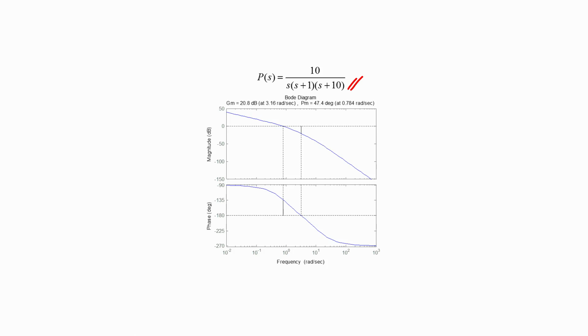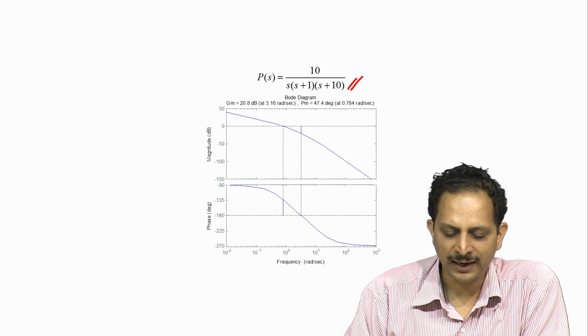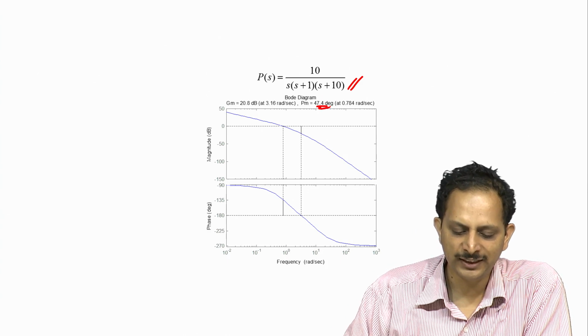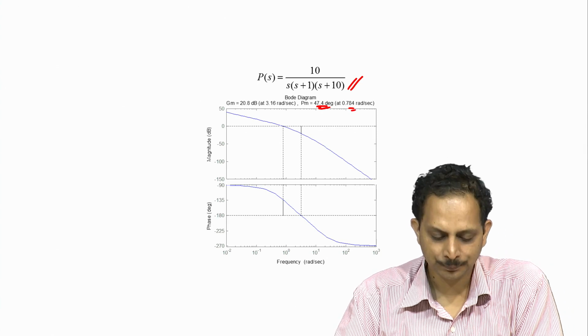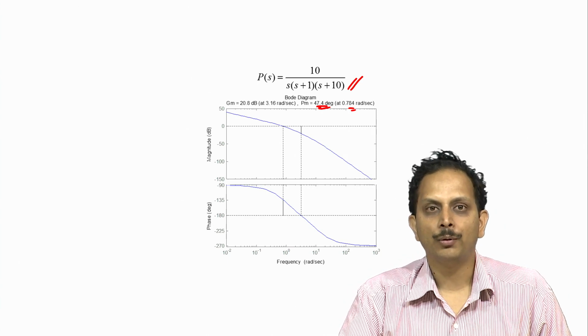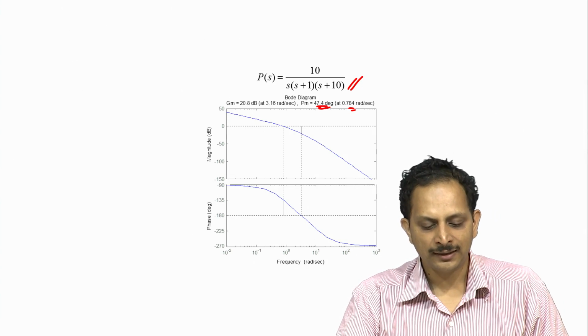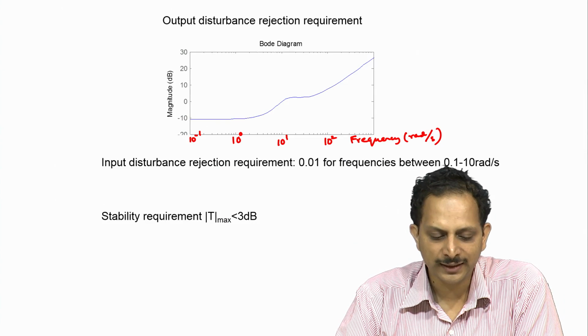The plant is given by P of s is equal to 10 by s times s plus 1 times s plus 10. For the sake of familiarity, I have indicated the Bode plot of the plant here, and we see that the plant has a phase margin of about 50 degrees and a gain crossover frequency of around 0.784 radians per second. Now, this plant is assumed to be affected by both input and output disturbances, and the specifications on the rejection of the disturbances have been outlined in the next slide.